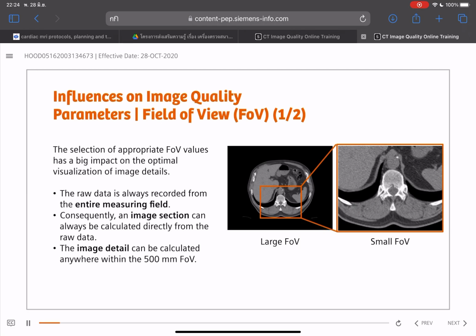The last parameter we would like to address is field of view. The selection of appropriate field of view values has a big impact on the optimal visualization of image details. The raw data is always recorded from the entire measuring field. Consequently, an image selection can be calculated from the raw data, just as the image detail can be calculated anywhere within the 500 mm field of view.